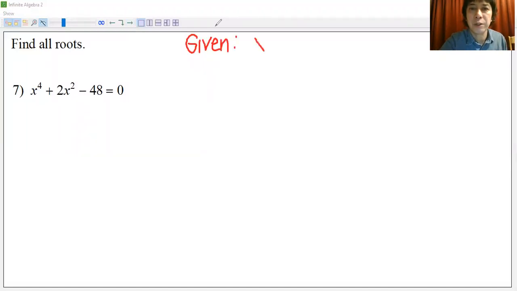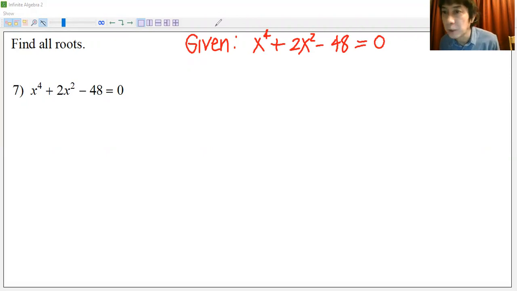Here's the given equation, x to the 4th plus 2x squared minus 48 is equal to 0. Okay, we have here 48. It's negative. That means we can get the middle term 2 by way of subtracting the factors. All right, let us enumerate the factors of 48.